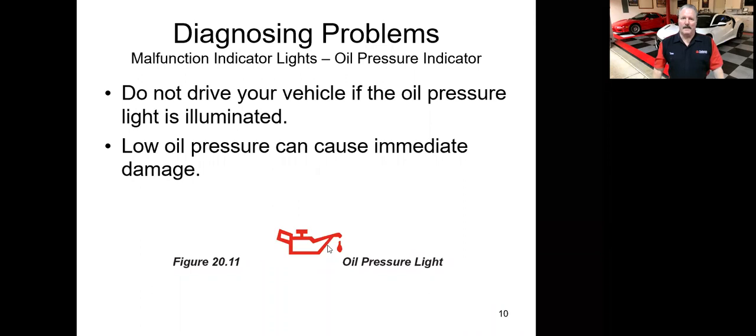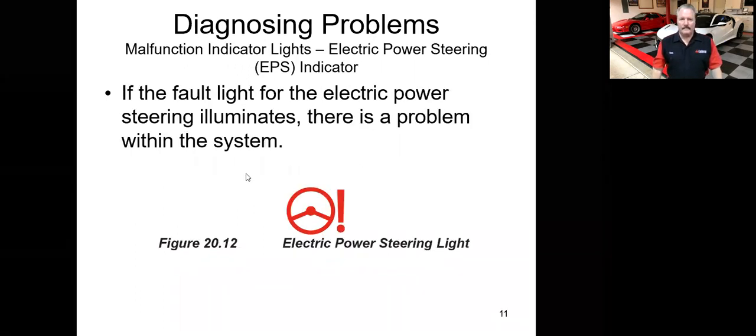If this light comes on, you might want to stop the vehicle immediately if you can, in a safe situation anyway, or pull over. It means that either you don't have any oil pressure, maybe the wire came off of the oil sending unit, or you're low on oil. None of those three are any good, so we definitely want to get that checked out. Here's another problem. This is electronic power steering. If the fault light for the electronic power steering illuminates, there's possibly a problem with the electronic power steering system.